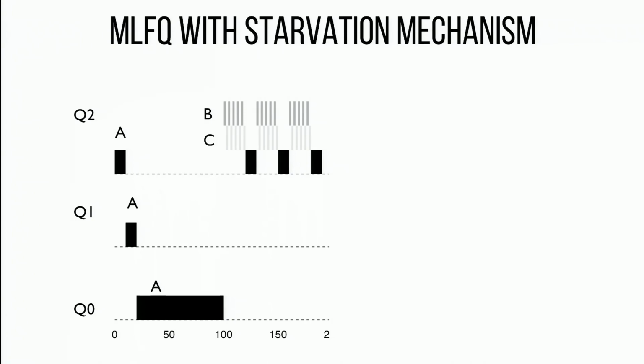So what's going on in this example is we had process A. It was the only process in the system. It started off at Q2, it used up its time slice, so then it got demoted, and then it used up that one and it got demoted again. So then at this point here, 2 new jobs, B and C, arrive.